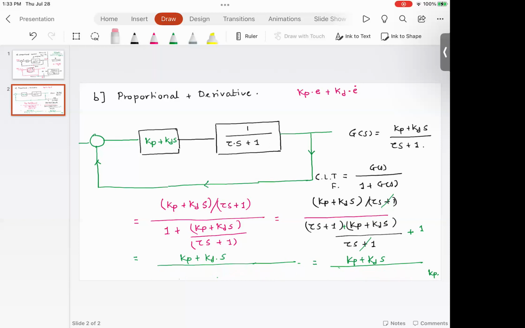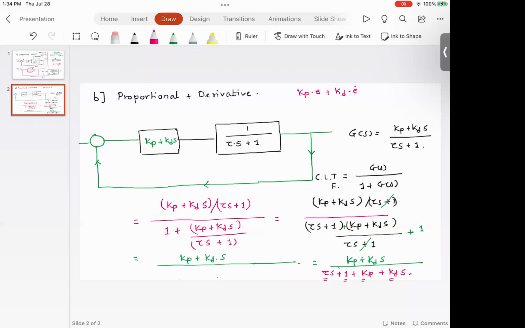Yeah, so you're right. So this will be addition. So this will become... Thanks for catching that mistake. This will become tau s plus 1 plus Kp plus Kd s. Now I think this is okay. So what you have is Kd. So the Kd term gets added with tau and the Kp term gets added with 1.